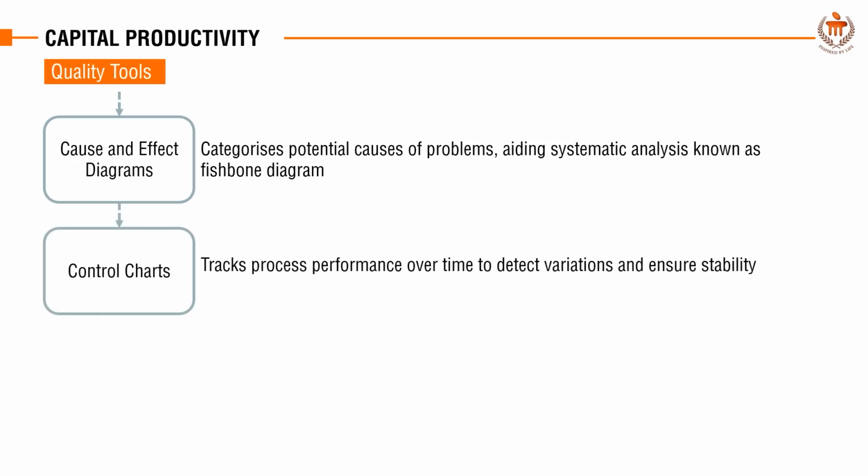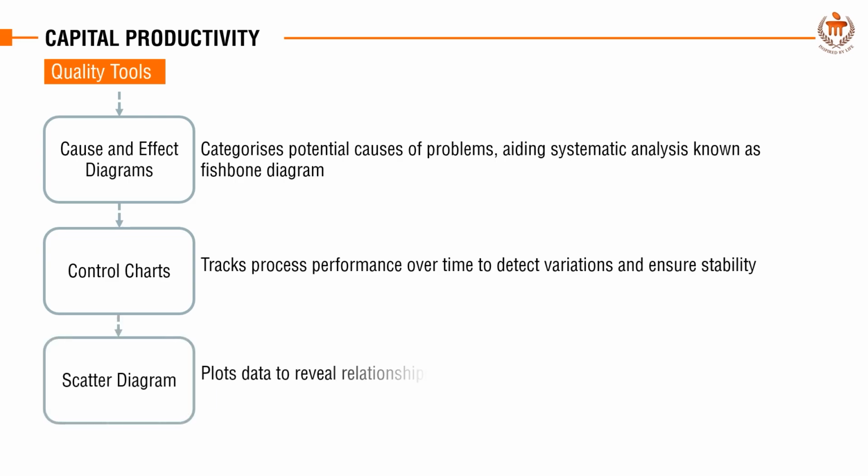Control charts. Control charts monitor process performance over time, helping identify variations and ensuring that processes remain stable and within predetermined limits. Scatter diagrams. Scatter diagrams plot data points to show the relationship between two variables, helping to identify potential correlations that may indicate root causes.